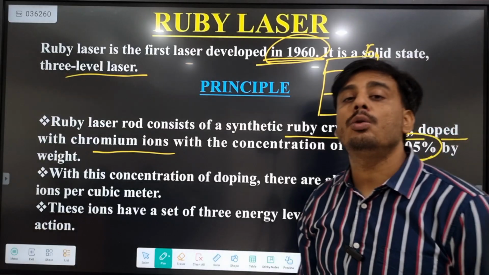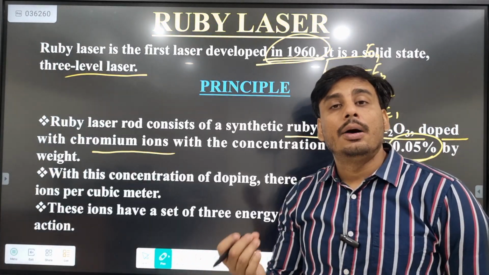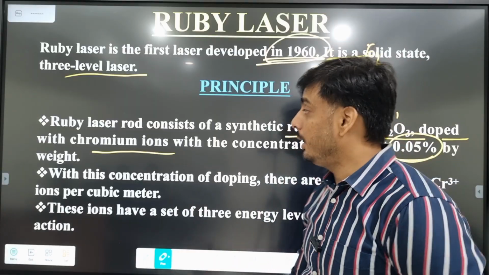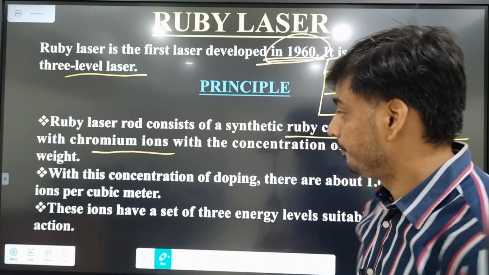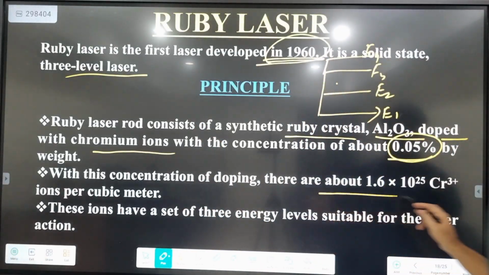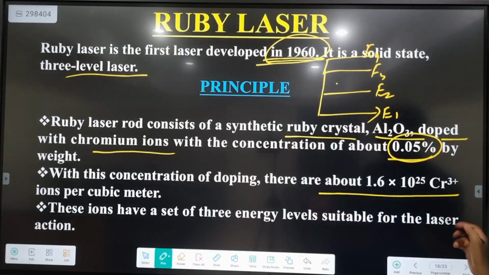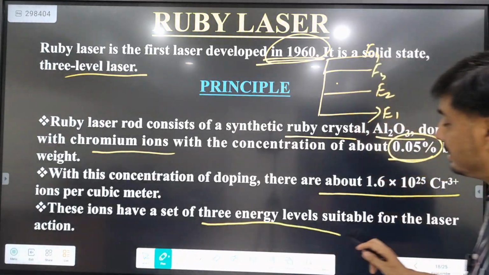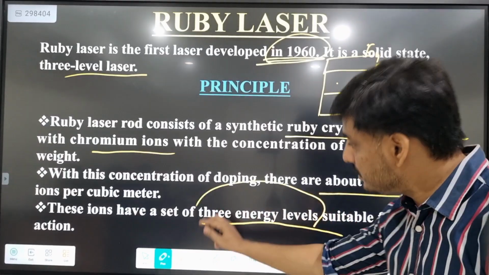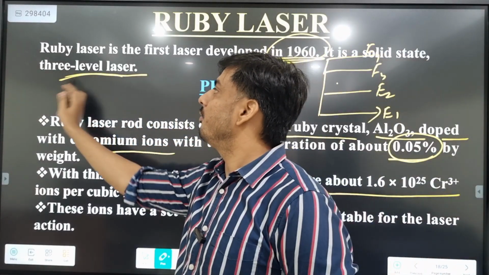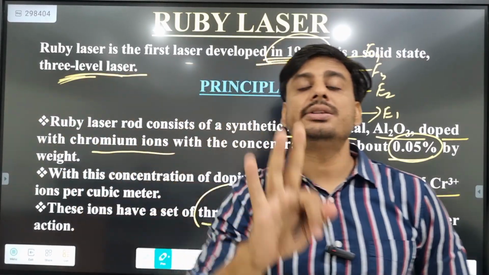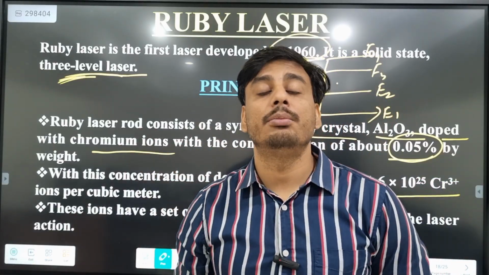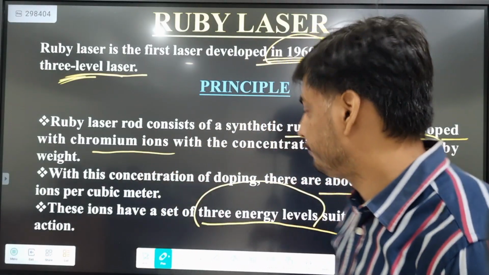That is, what is the total weight of the particles, and we are considering only 0.05% of the total weight in order to calculate the doping percentage. Then with a concentration of doping of about 1.6 × 10^25, that many chromium ions are present. These ions have a set of 3 energy levels. Since there are 3 energy levels, this is said to be a 3-level laser. When 4 energy levels are involved, it is said to be a 4-level laser.